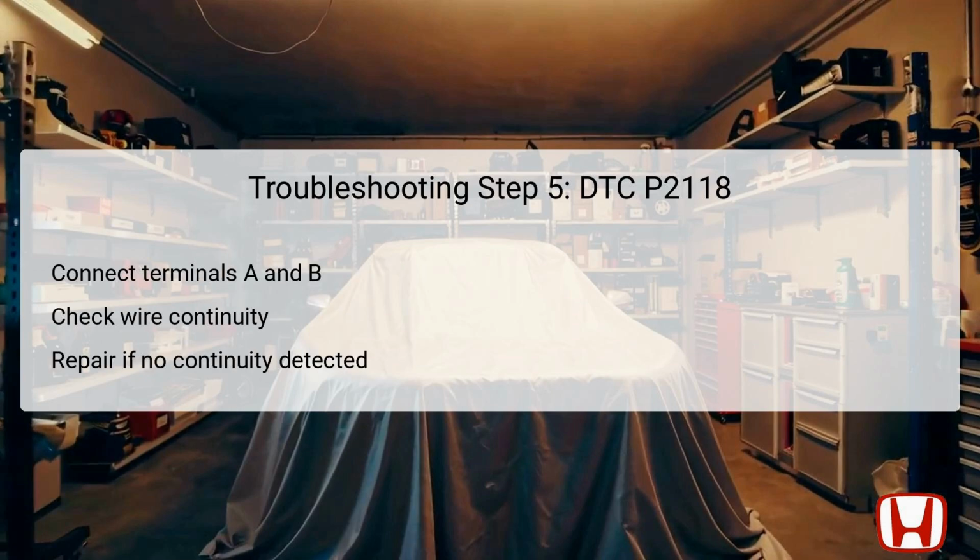The fifth step in the troubleshooting guide involves connecting two specific terminals at the throttle body 6P connector with a jumper wire, allowing for direct continuity checks. This is conducted while ensuring that the PCM connector B remains disconnected, isolating the necessary circuitry without interference.